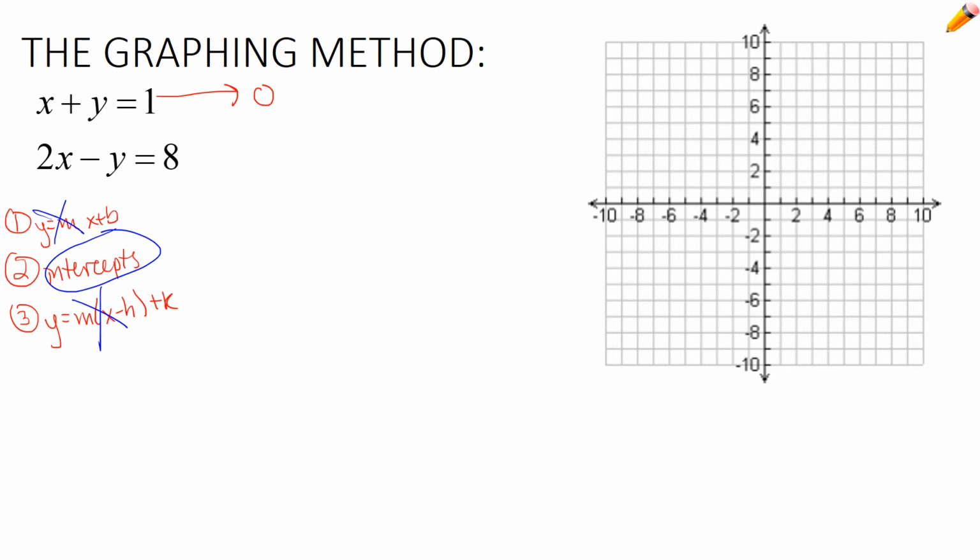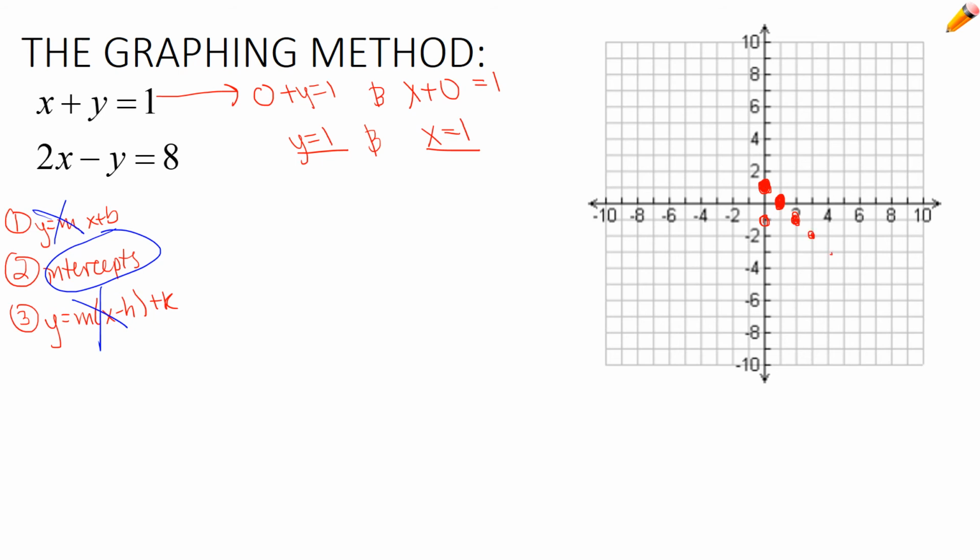If we plug in 0 for x in x plus y is equal to 1, then we know that y is equal to 1. And if we plug in 0 for y, x plus 0 is equal to 1, then we know x is also equal to 1. So these two points are intercepts on my y-axis and on my x-axis. So x is equal to 1, I'm plotting that point, and then y is equal to 1, which is up here. Sorry about that.